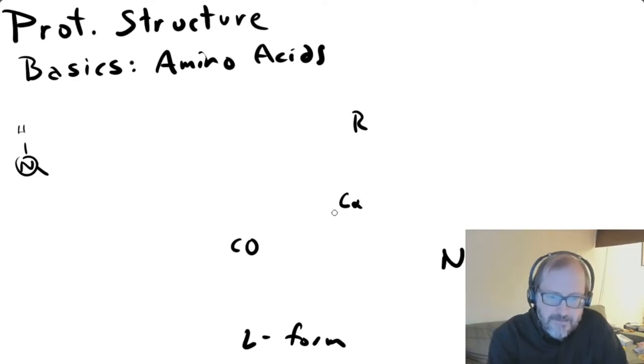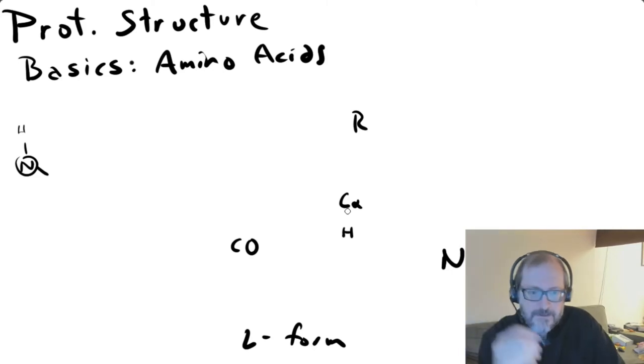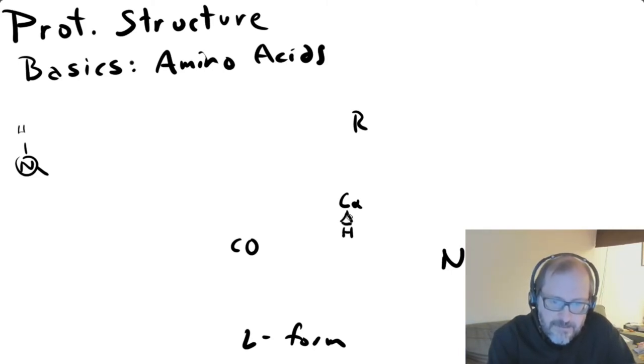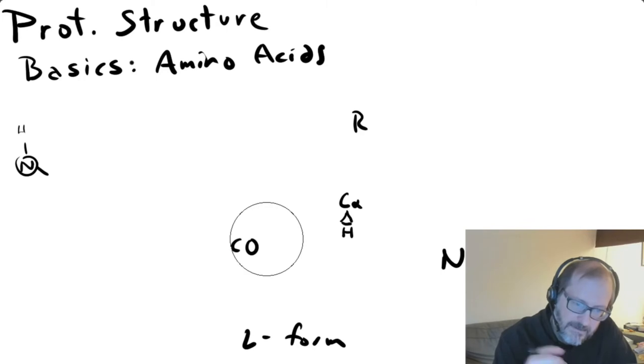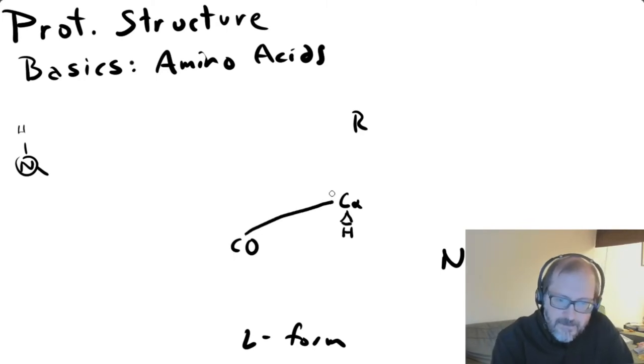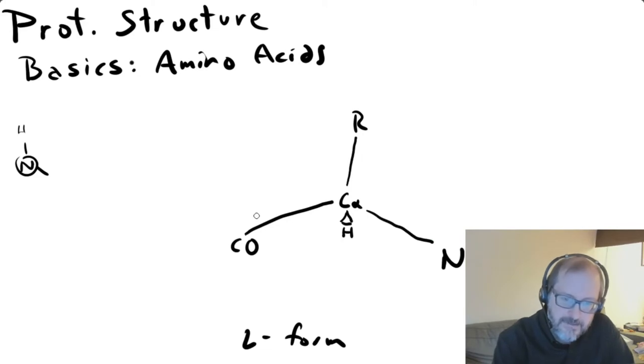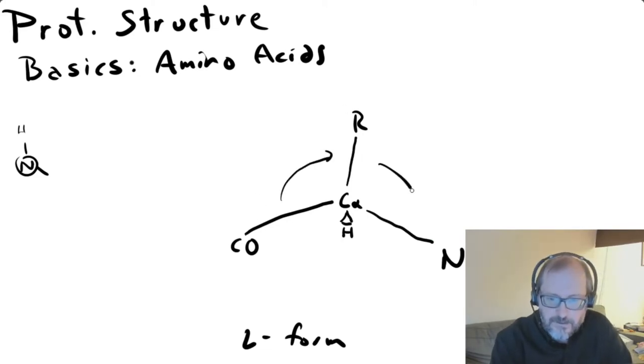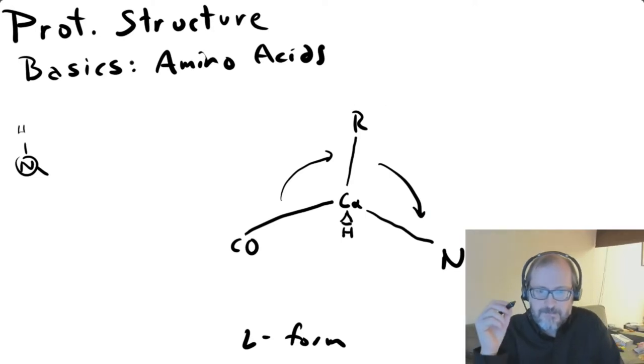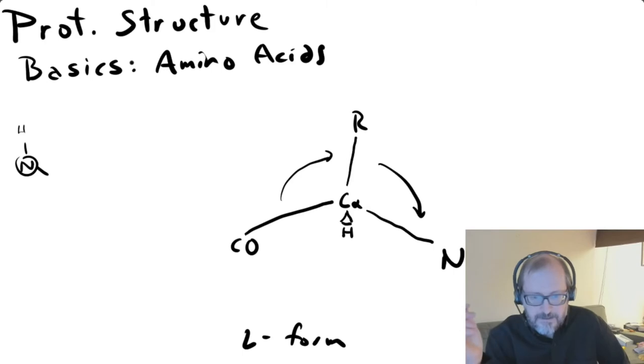So that means that if you have an alpha carbon and you're looking down the hydrogen, because every one of these alpha carbons is going to have one hydrogen, you're going to look down that bond towards the alpha carbon, and you're going to see a carboxyl carbon. You're going to see the side chain. And you're going to see the amide nitrogen. And so if you go clockwise, it spells CORN, right? And so if this were the D form, then they would go backwards.